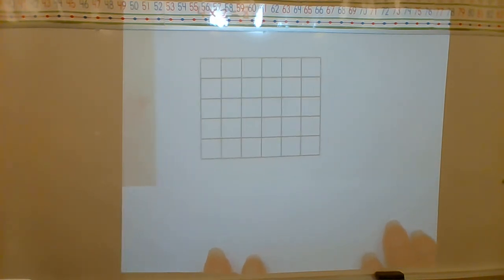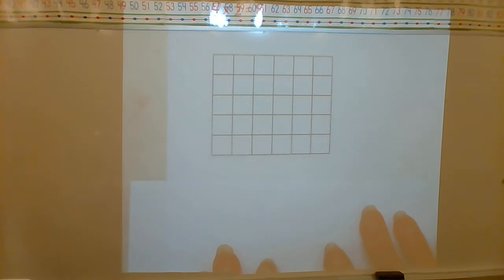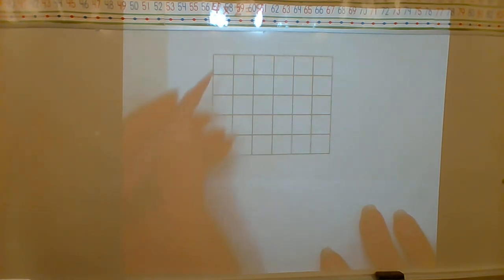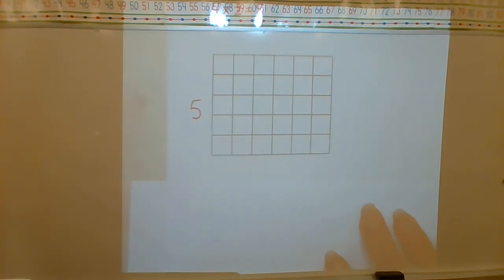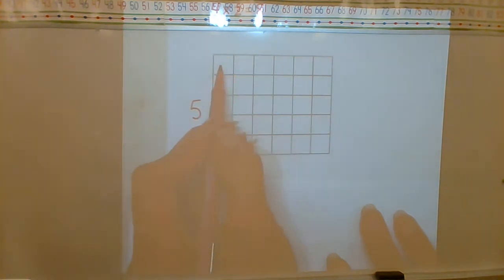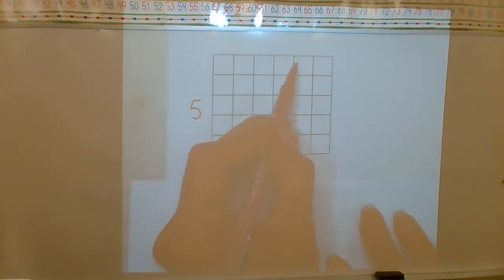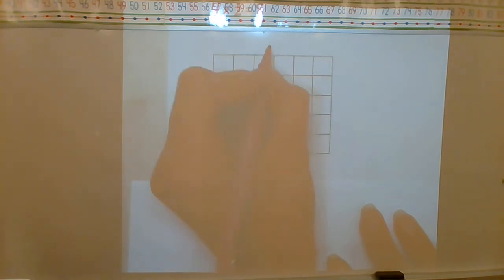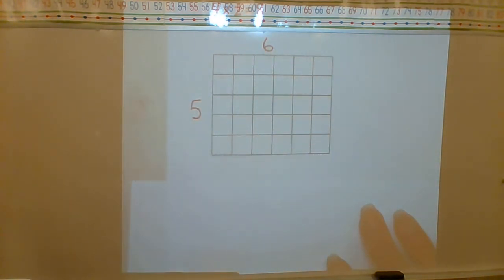All right, this is much bigger. How many rows in this array? 1, 2, 3, 4, 5. 5 rows. How many in each row? 1, 2, 3, 4, 5. That's right, 6. So we could label this as a 5 by 6 array, or turning it into a number sentence. What is 5 times 6?